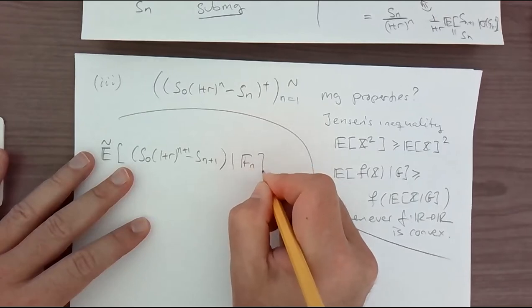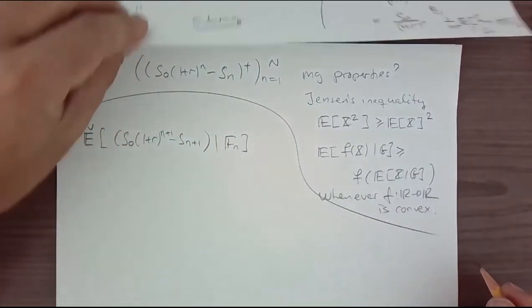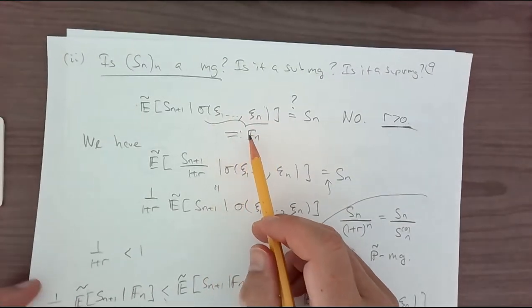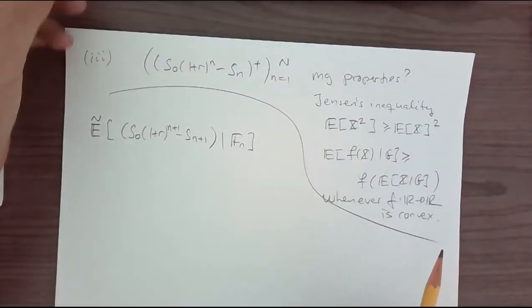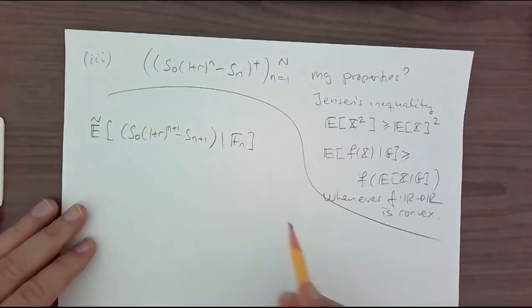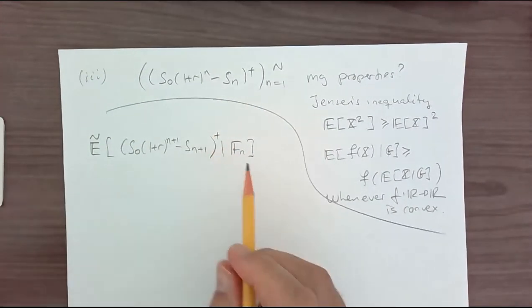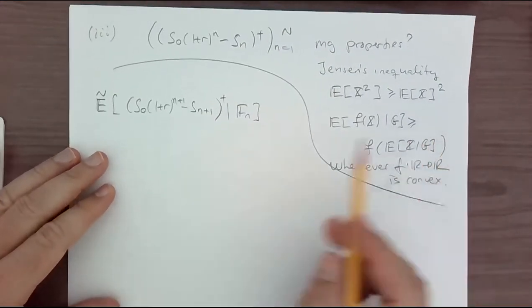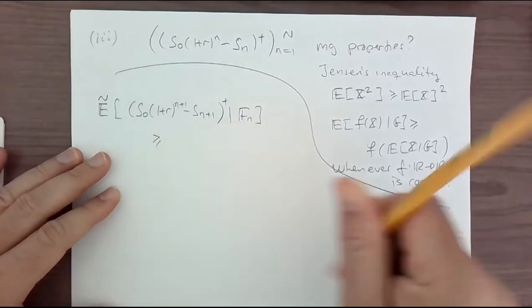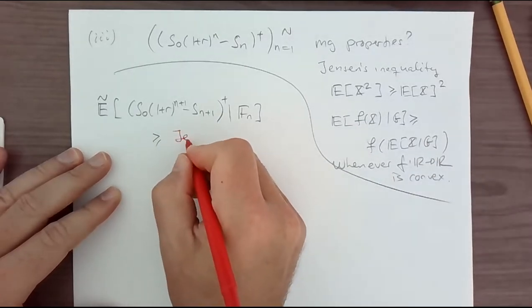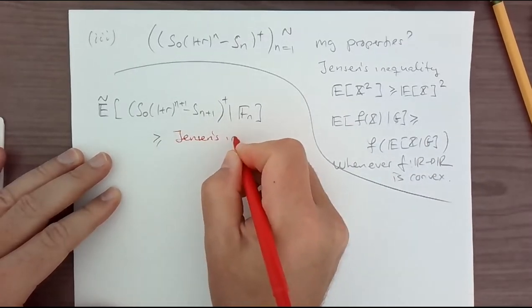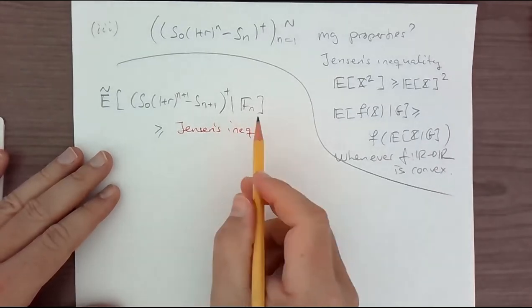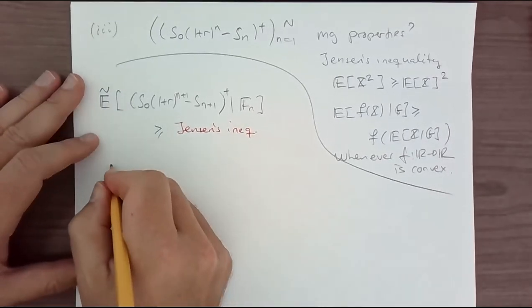Let me write this now as Fn. Right, so Fn is what we have here. It's just a lot shorter to write Fn. And so we have the convex function. I want to move the convex function outside, so I'm going to use Jensen's inequality. That's Jensen's inequality. We're going to move this thing outside, keep the rest the same.